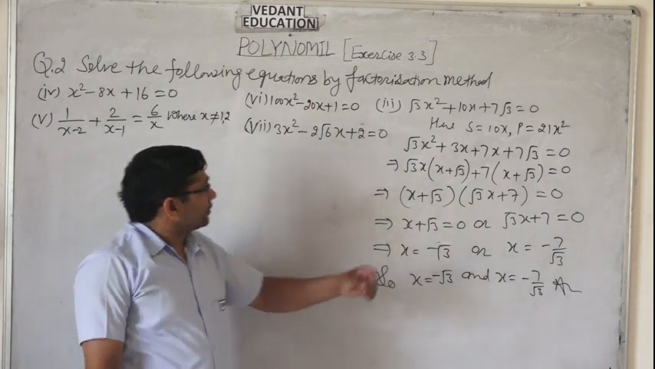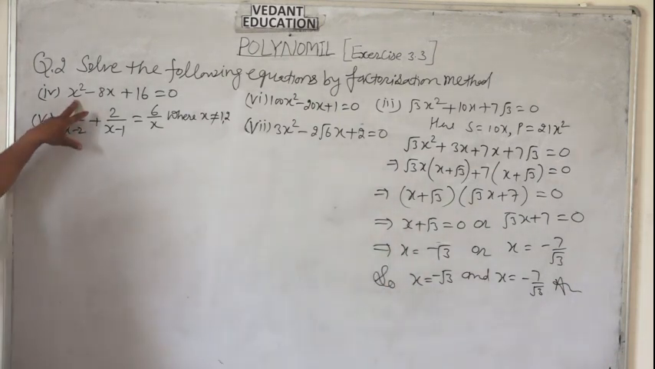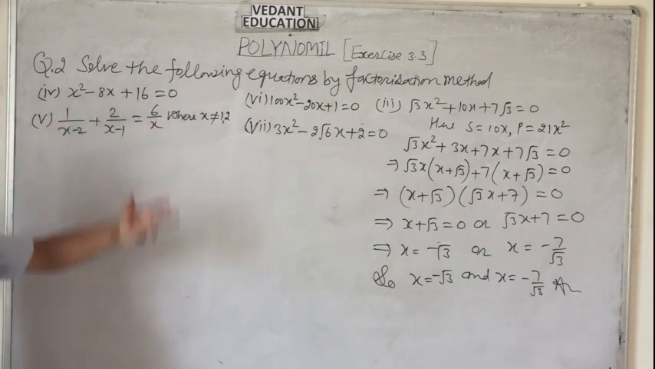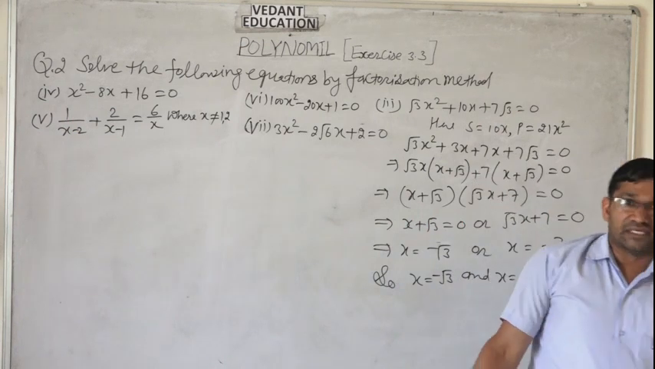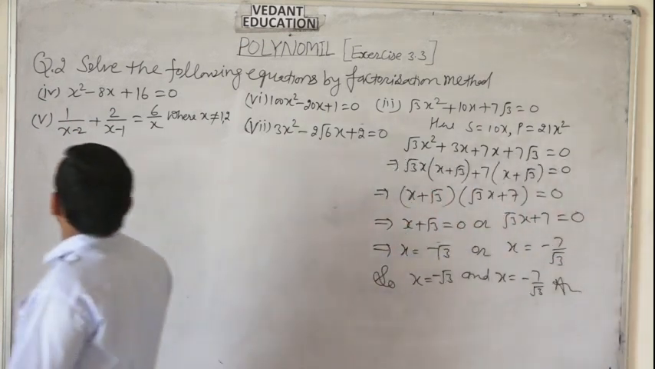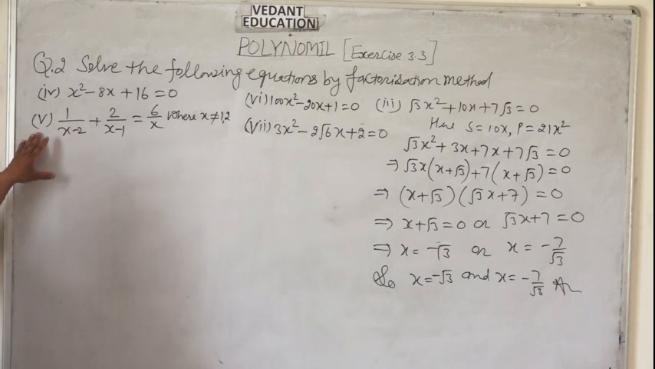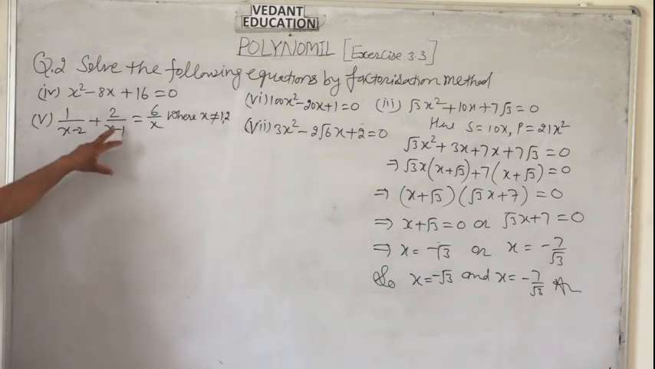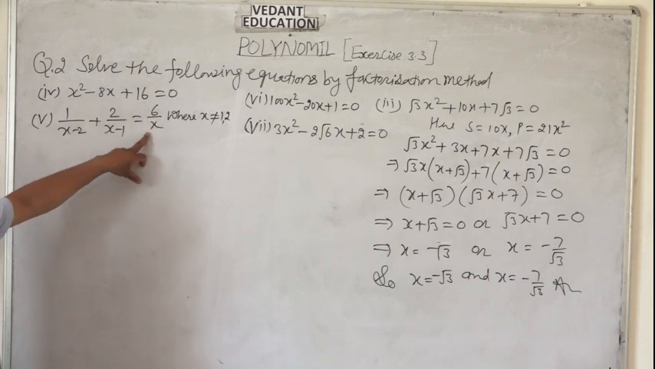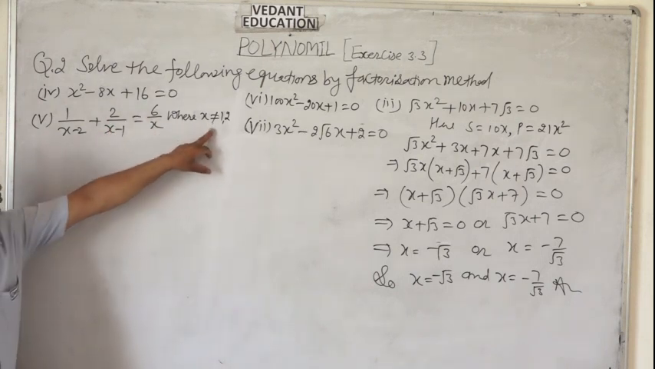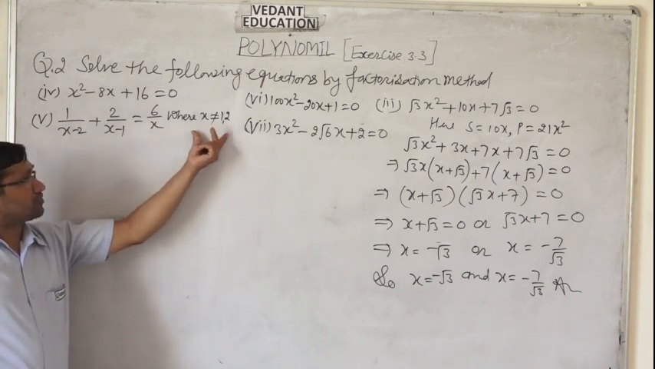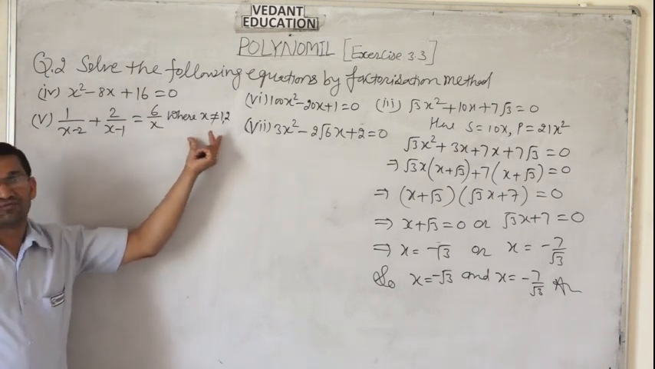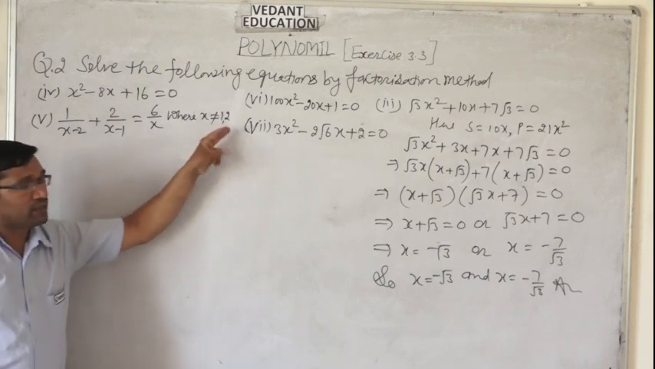Clear? Next. Part 4 is x square minus 8x plus 16 is equal to 0. This is very simple. You can easily solve. Okay, so next, part 5th. 1 upon x minus 2 plus 2 upon x minus 1 is equal to 6 upon x, where x is not equal to 1 and 2. What does this mean? x is not equal to 1 and 2. It means x की value 1 और 2 नहीं हो सकती.